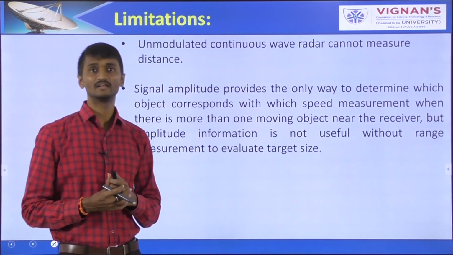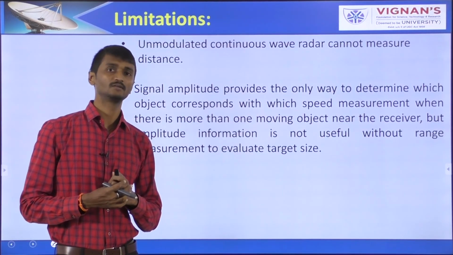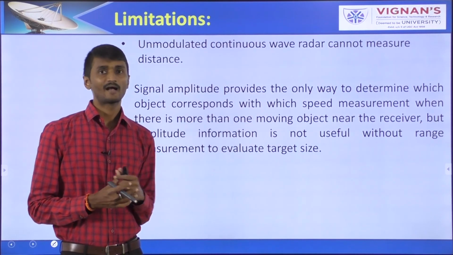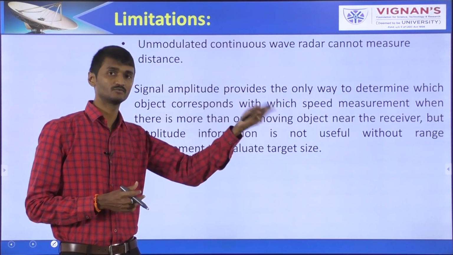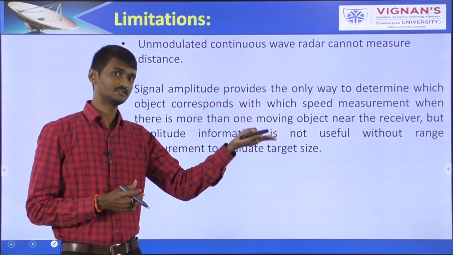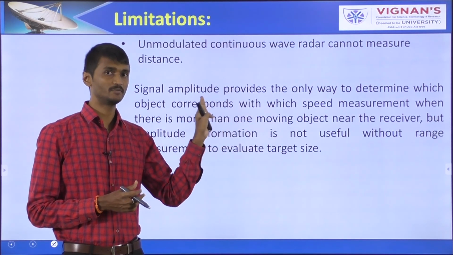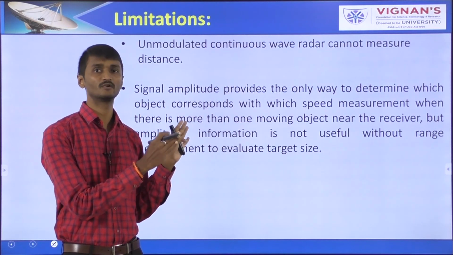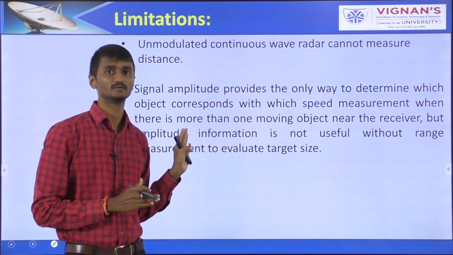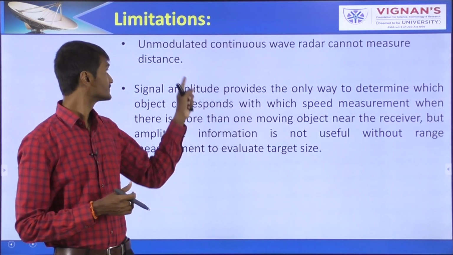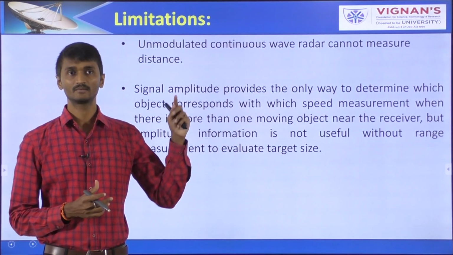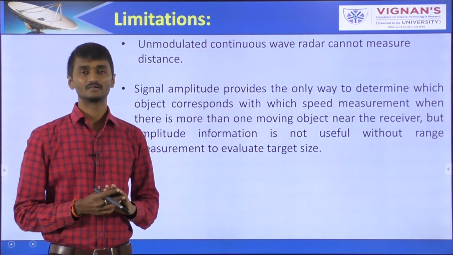Next is the limitations of the continuous wave radar. Here, this is the unmodulated continuous wave radar, because next we will have frequency modulated CW radar. So please remember, this is the unmodulated continuous wave radar, or simply CW radar. The unmodulated continuous wave radar cannot measure the distance. It can only measure the speed of the targets.